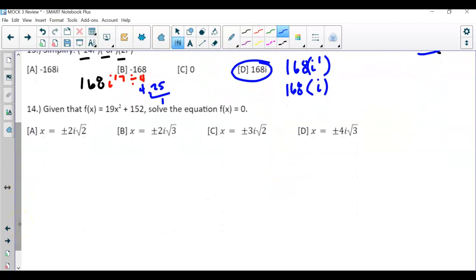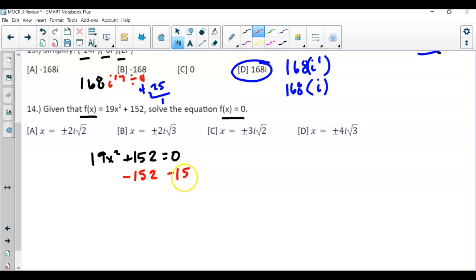Now question 14, I'm going to rewrite this here, but notice how this is saying that if I'm solving this equation and this is equal to 0, then this is, I'll also switch it, 19x squared plus 152 is equal to 0. Notice you have only two terms. I'm going to treat it like a two-step and then use square root at the end. So subtract 152 from both sides of the equation. So now when you subtract here, I've got 19x squared is now equal to negative 152.